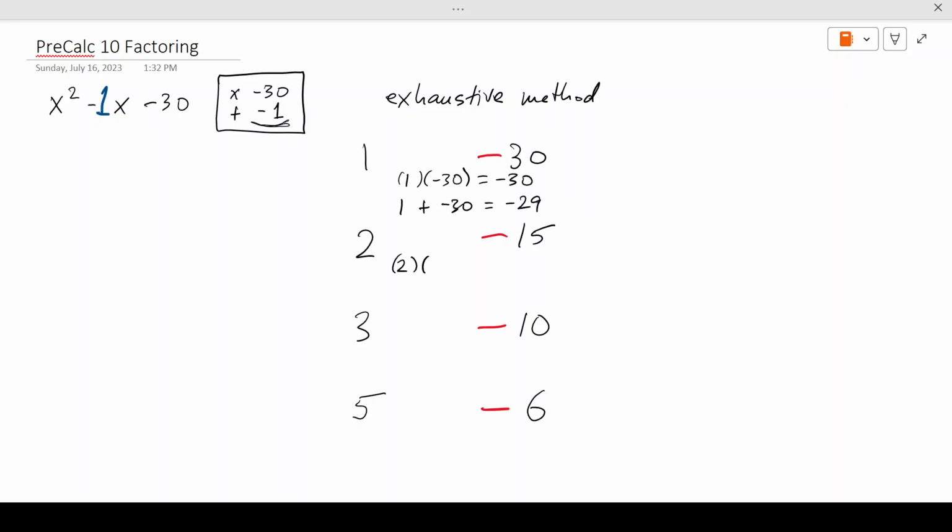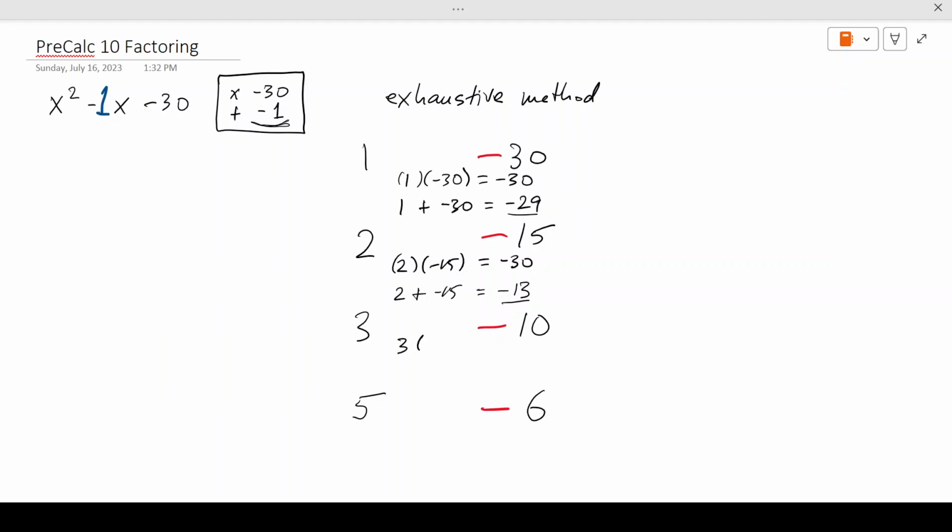2 times negative 15. That's negative 30. So that checks out. And now I'll add 2 plus negative 15. That equals negative 13. That's not the B I wanted. But notice that each time I'm doing this, my B's are negative, right? That's because I chose the bigger numbers to be negative. And I did that because I know my B has to be a negative 1. On to the next one.